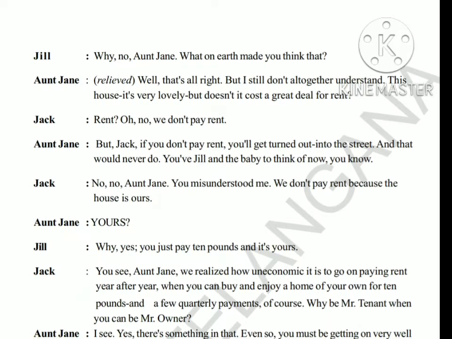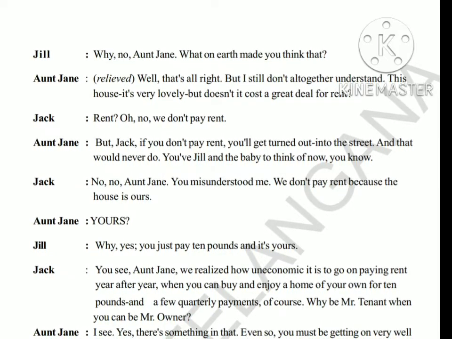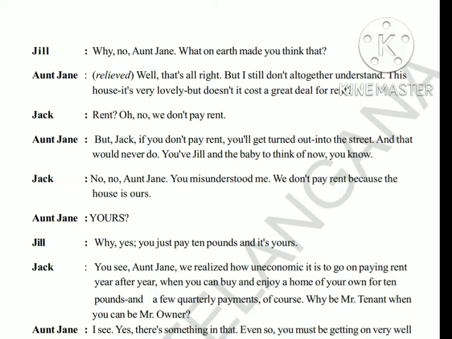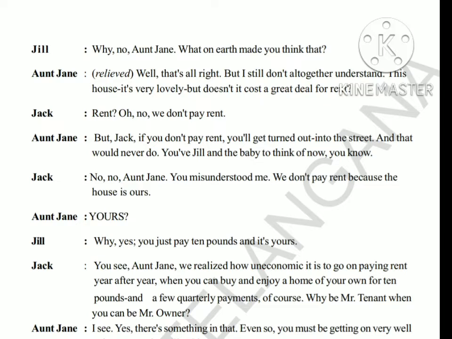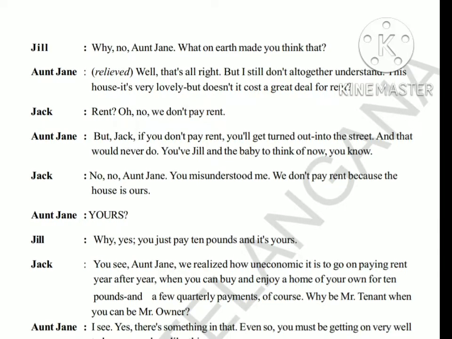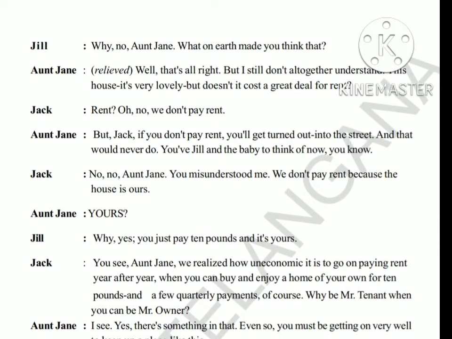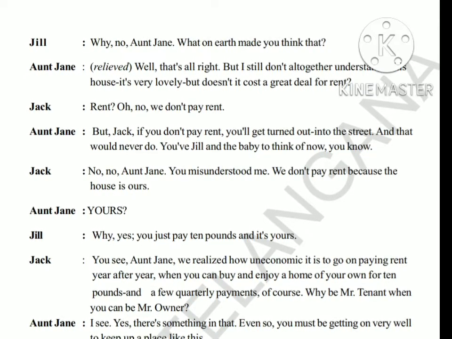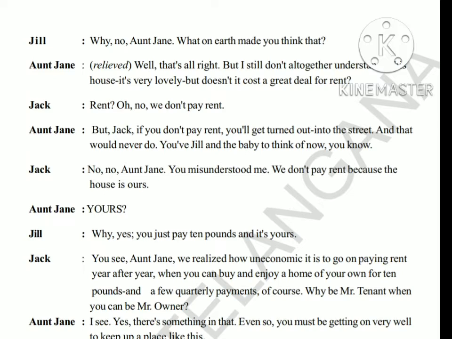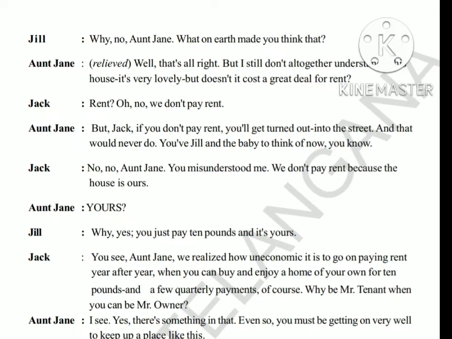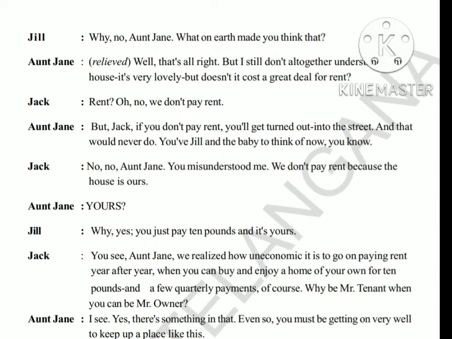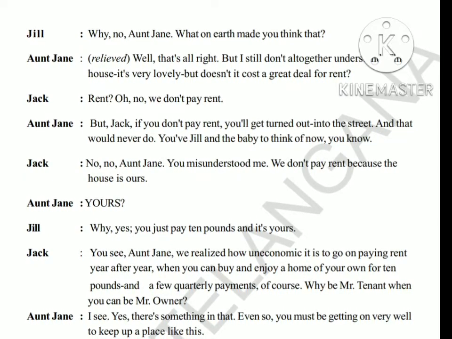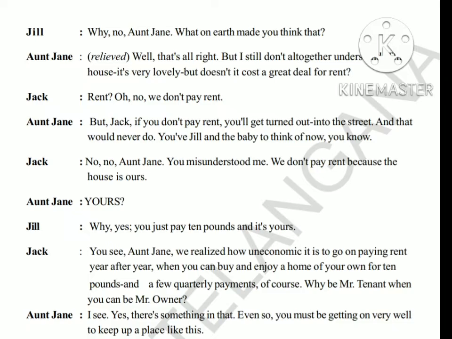Jack: "Rent? Oh no, we don't pay rent." So Jack said that we are not paying rent. Next dialogue by Jane: "But Jack, if you don't pay rent, you will be turned out into the street. And that would never do. You have Jill and the baby to think of now." So if you are not paying rent, the house owner might send you outside this house, and you might have to stay in the street.